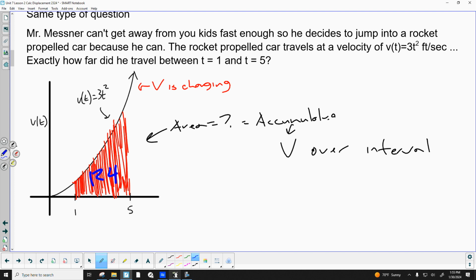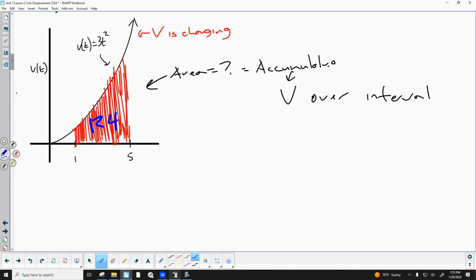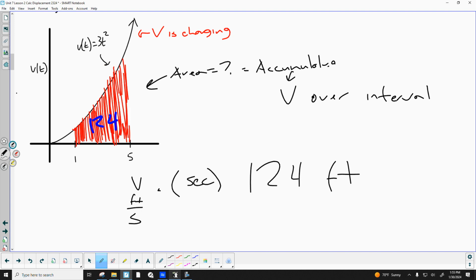That is your calculator accumulating your velocities over this interval, like velocities times very, very small times. It accumulates the velocity over the interval. It summed, and it got this number, 124. 124 feet is my answer. It took my velocity, which was feet per second, and it multiplied by the seconds in which we are traveling. The seconds canceled, we get feet, okay?